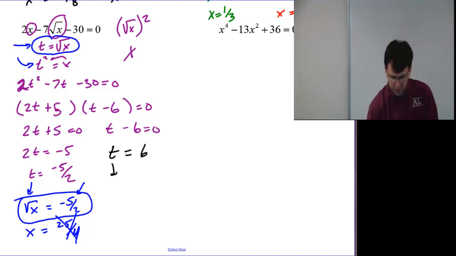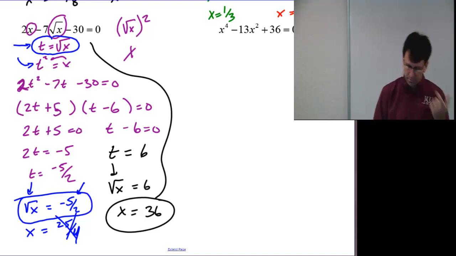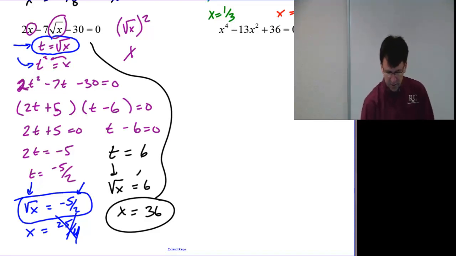Then down here, this is going to become t equals 6, and again, t was not the variable of choice. It was square root of x equals 6, and when I square both sides, I'm going to get x equals 36. Now I should plug that back in up here and double check and make sure that's a valid solution. And I have to do that because I squared both sides, which can introduce that extraneous solution.